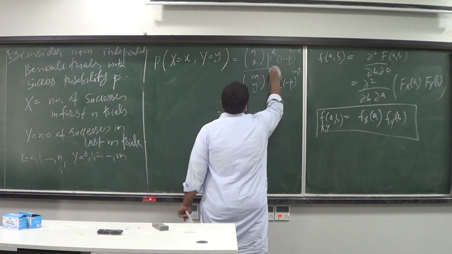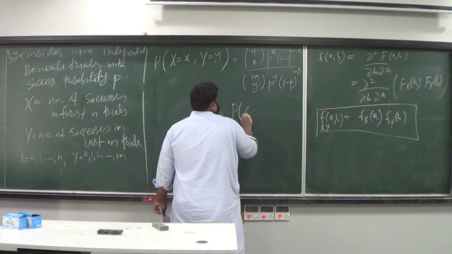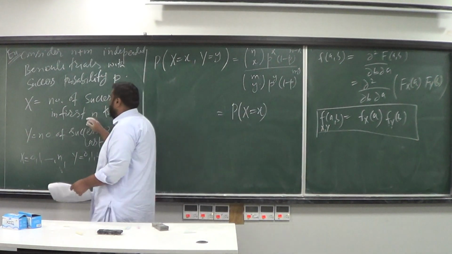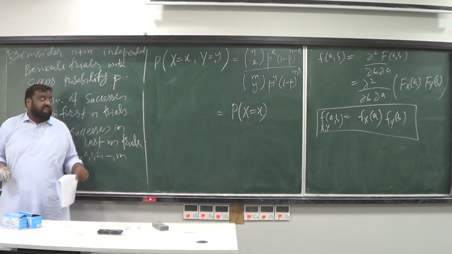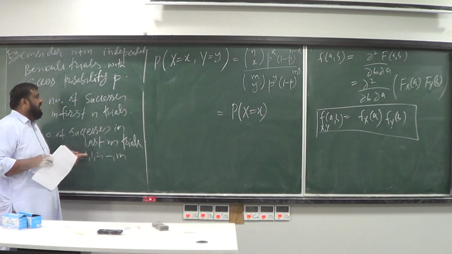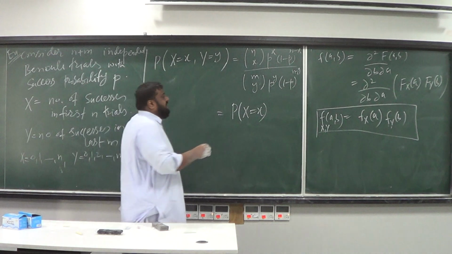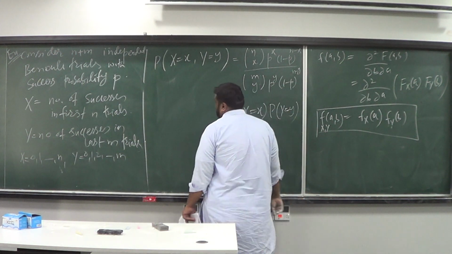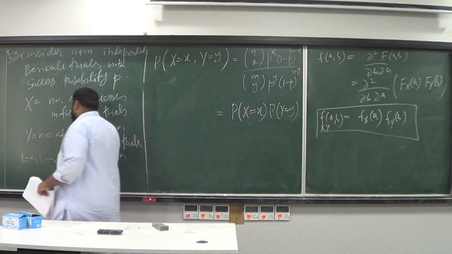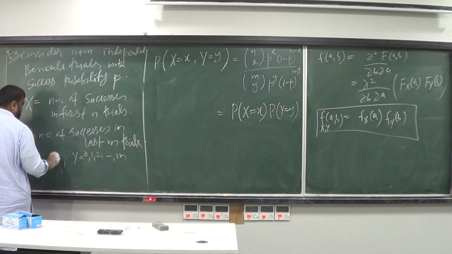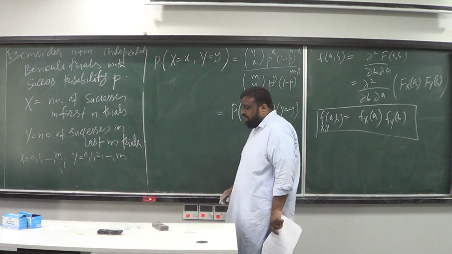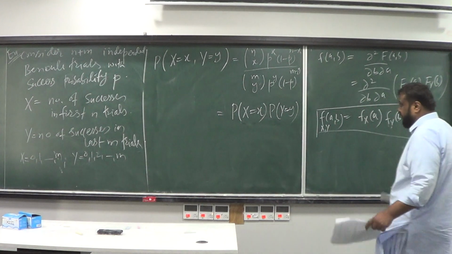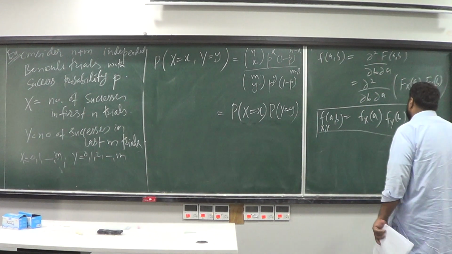If you see, I can write this as the probability of X equal to x, where X is a binomially distributed random variable taking n values, times the probability of Y equal to y, where Y is a binomially distributed random variable taking m values. Another example that you can solve through independence of random variables.